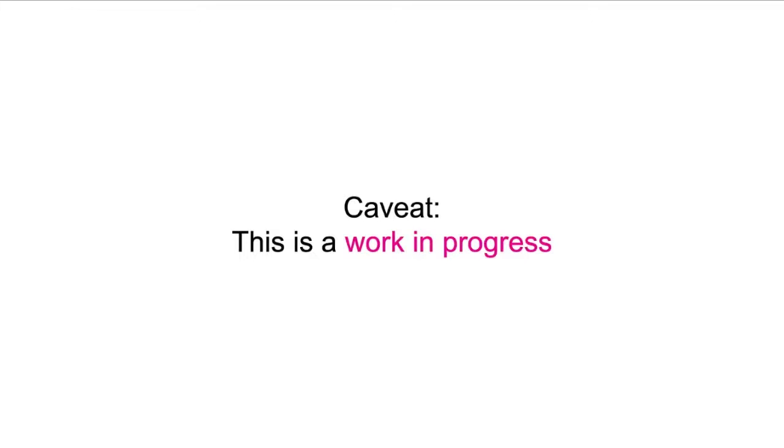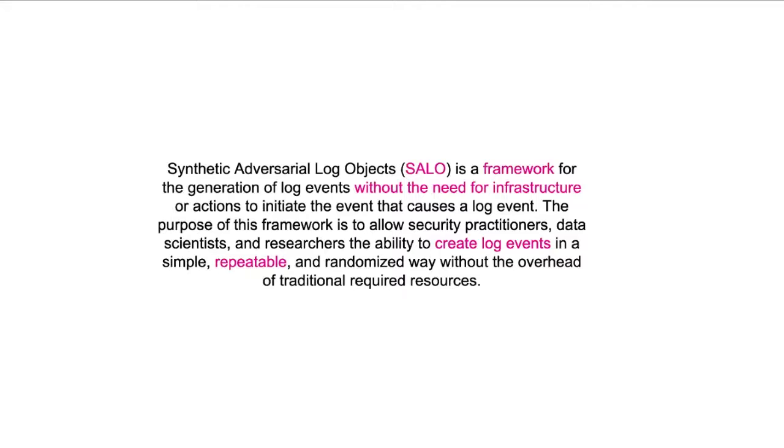Salo is, one quick caveat, a work in progress. This isn't something that is production grade at this point, but we still wanted to share it with the community because we believe that there is a benefit to it. So Salo stands for Synthetic Adversarial Log Objects. And it's really just a framework that allows us to generate log events without actually having to build all of that infrastructure, deploy the services or servers, or even have the exploit to replicate the attack. So it allows us to create these log events in a repeatable fashion without the need for additional infrastructure.